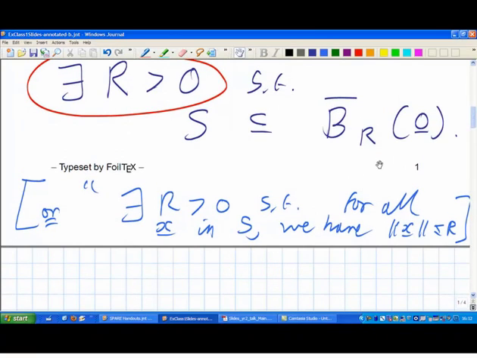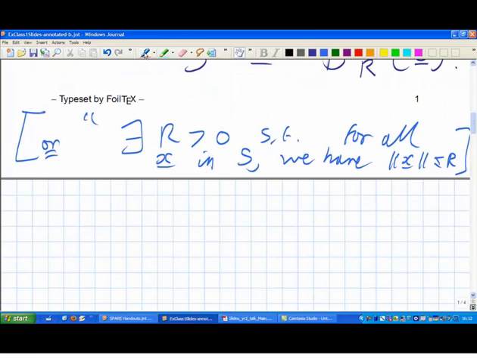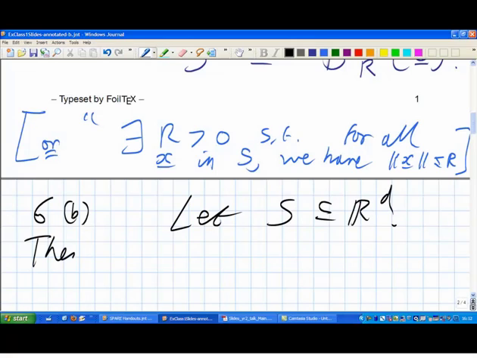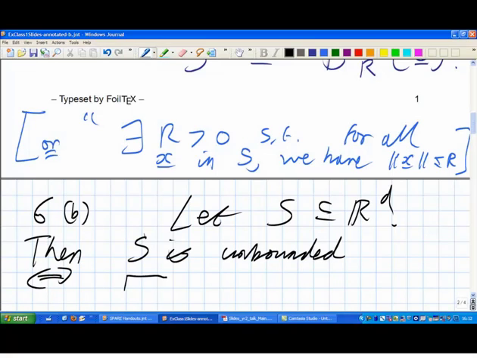So let me just get you started on 6 part B, which is what does it mean to be unbounded? That means you're not bounded. So for 6 part B, you let S be a subset of R to the D again, then S is unbounded if and only if it's not true. Here's our symbol for not. Let me make that a bit smaller, because it's normally a bit smaller than that. It's if and only if it's not true that S is bounded.